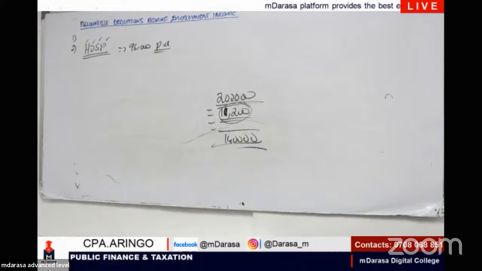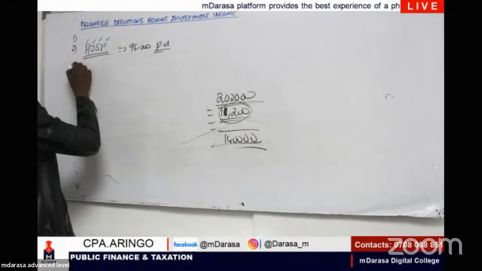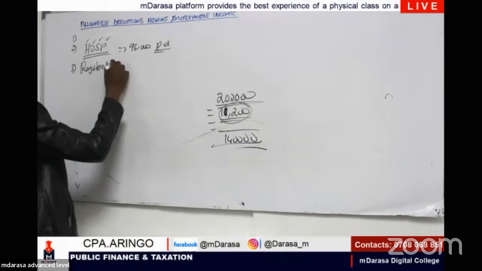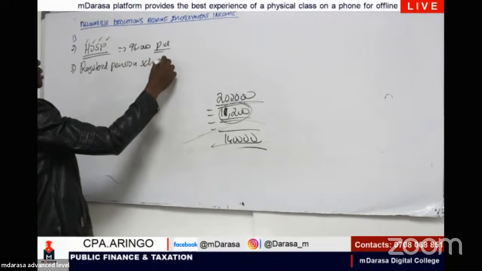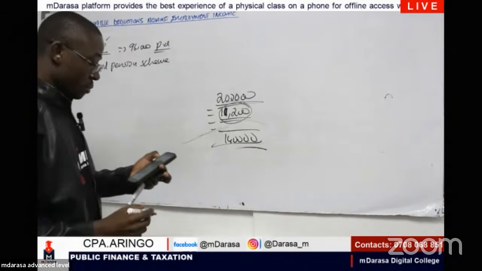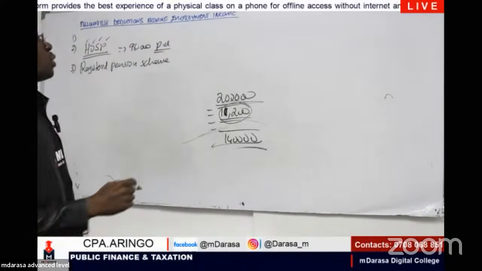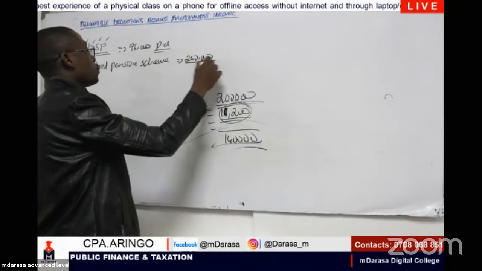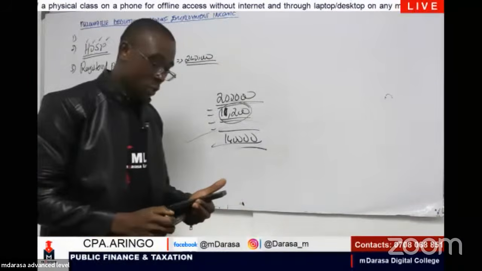Contribution to a registered pension scheme, subject to a maximum of 240,000 per annum.